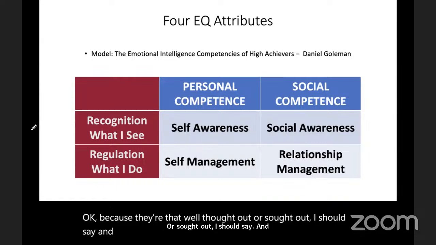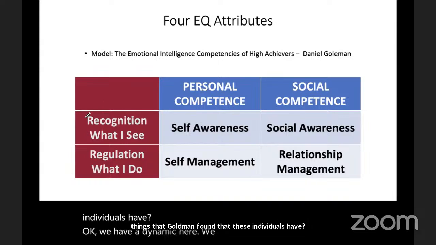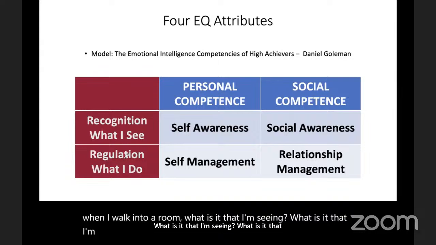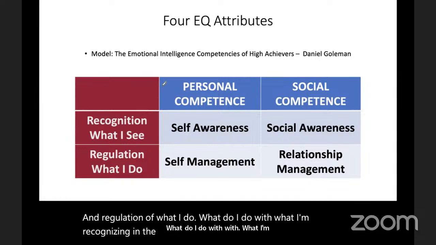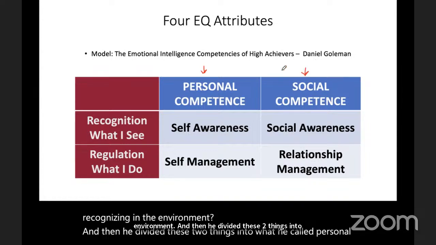And so what are these things that Goleman found that these individuals have? Okay, we have a dynamic here. We have recognition, what I see. So when I walk into a room, what is it that I'm seeing? What is it that I'm experiencing? And regulation, what I do. What do I do with what I'm recognizing in the environment? And then he divided these two things into what he called personal competencies and social competencies. Okay.